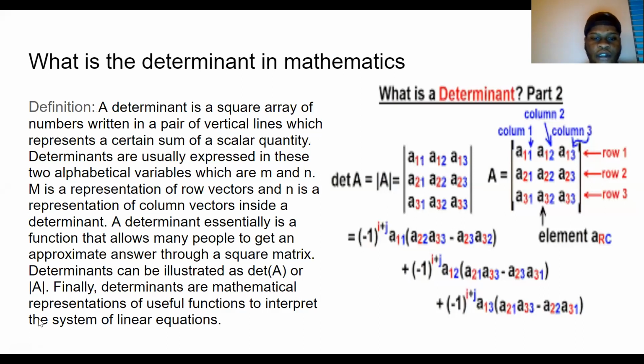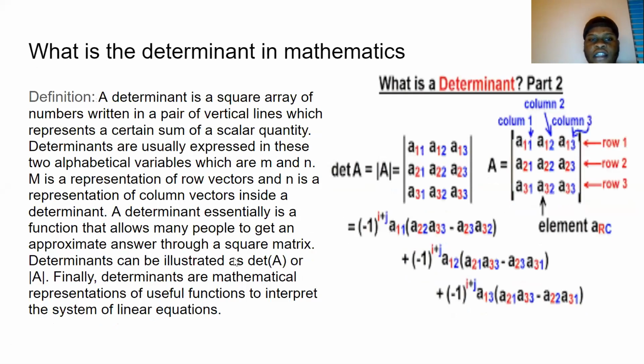Let me go back one slide. Determining rank by Derek Boy. Let's begin. What is a determinant in mathematics? The definition of a determinant is a square array of numbers written in a pair of vertical lines, which represents a certain sum of scalar quantities.